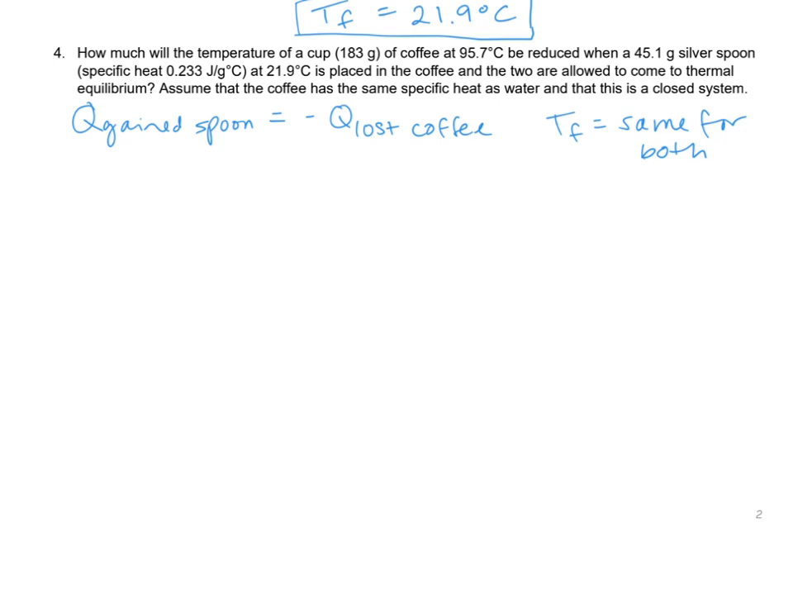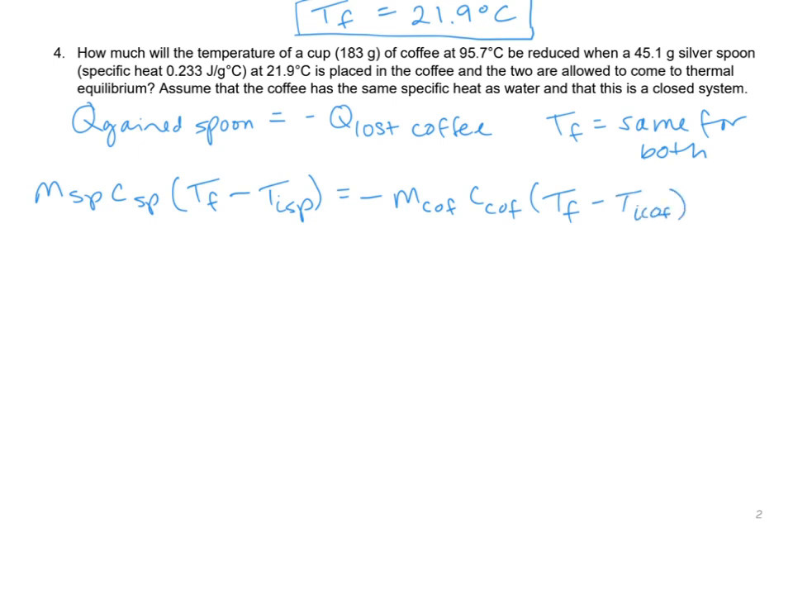So the mass of the spoon times the specific heat of the spoon times the change in temperature. Remembering that since the final is the same for both, we will not be specific there. It's just the final temperature minus the initial temperature of the spoon. And that's equal to the negative, didn't forget my negative sign, mass of the coffee times the specific heat of the coffee times the change in temperature, final, same for both, minus initial of the coffee.